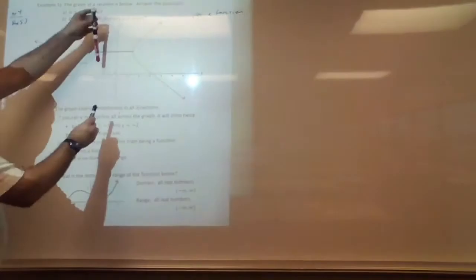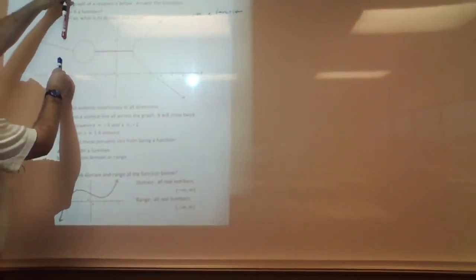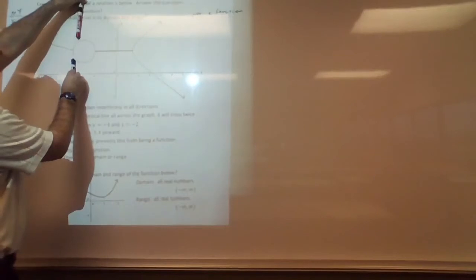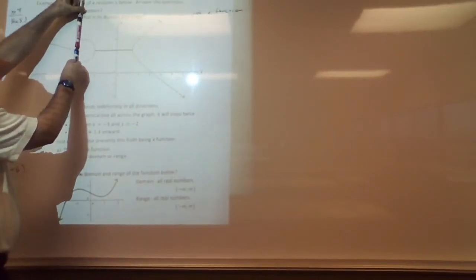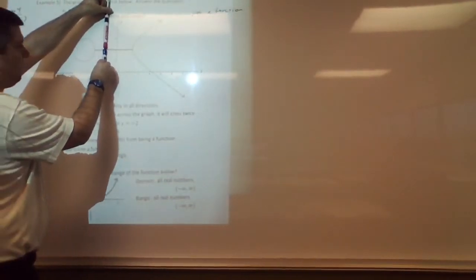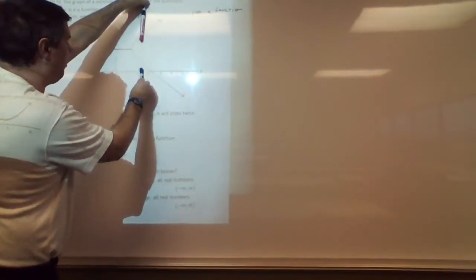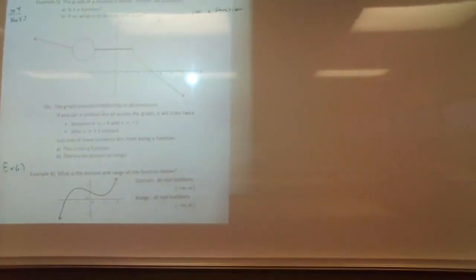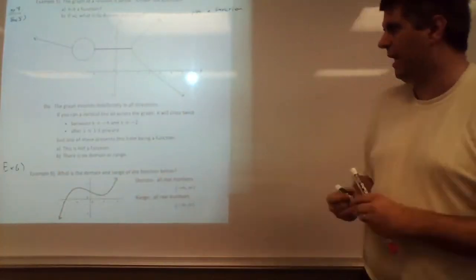This is a function so far, and then it stops being a function when it has 2 crossing points. This would be fine, this would be fine, and again, this would not be fine. That's 2 crossings as well. So this is not a function. Since it's not a function, it doesn't have a domain or range.